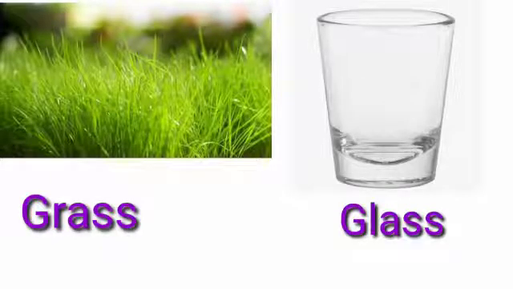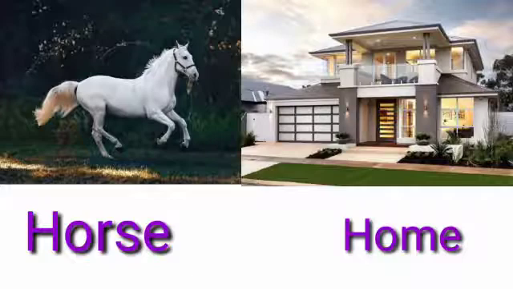Then next letter G. Big letter G and small letter G. G for grass, G for glass. Next letter H. Big letter H and small letter H. H for horse and H for home.